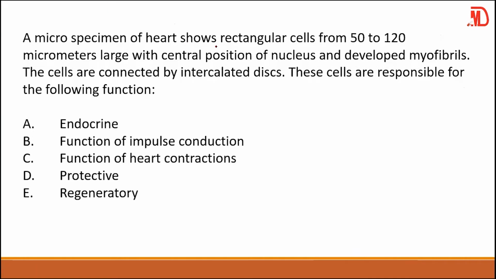A microspecimen of the heart shows rectangular cells, 15 to 120 micrometers large, with a central position of the nucleus and developed myofibrils. You talk about myofibrils. It talks about what? Muscle cells, isn't it? The things inside the muscle that help you to contract are called the myofibrils. The word myo means muscles, so please put that at the back of your mind.